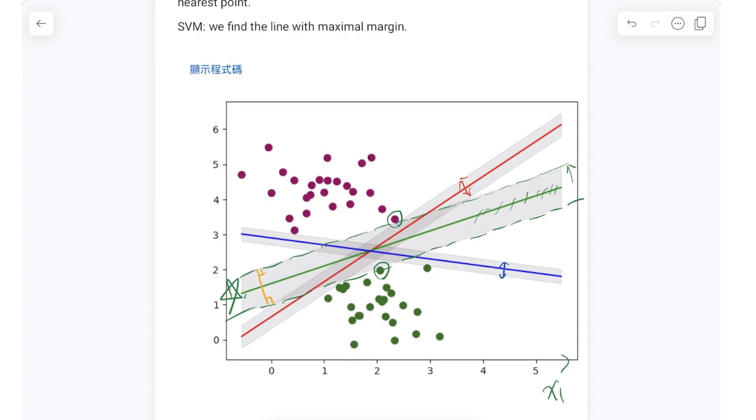And human beings believe that the green line will be the better one. So that is the concept of SVM. We are trying to find a boundary line which can separate these two sets of data points, and the width of this boundary line will be the largest one. So the next problem is, how do we model such a concept?